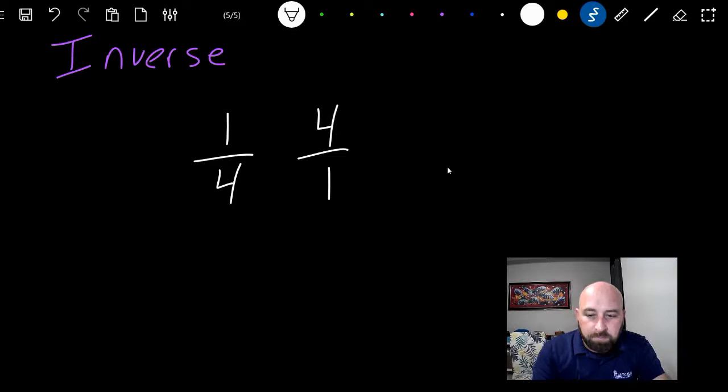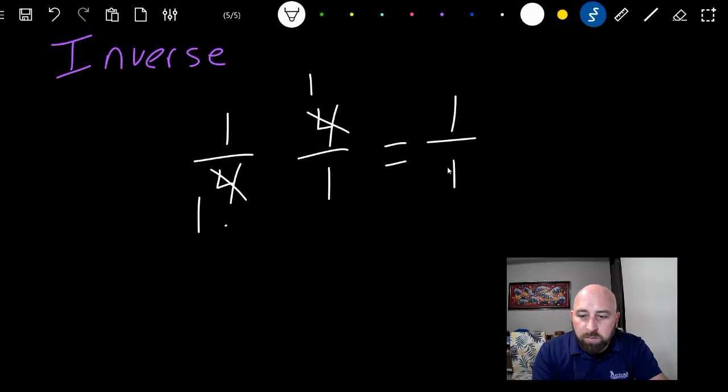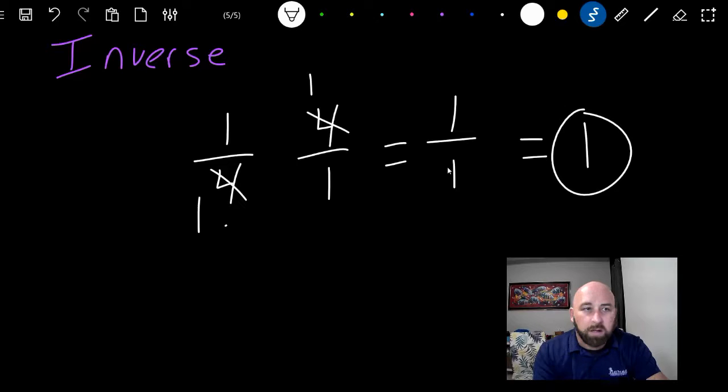Now, I want to show you something. Every inverse always equals 1. So we could do it a couple different ways here, but if we cross-cancelled, we get 1 times 1 equals 1, which equals 1. Every inverse will always equal 1.